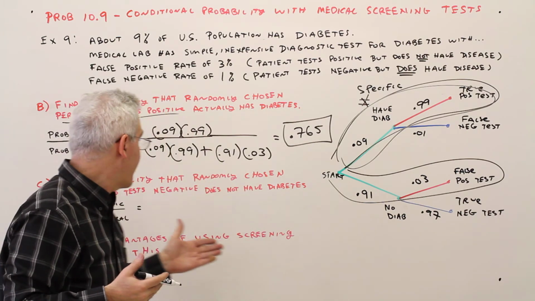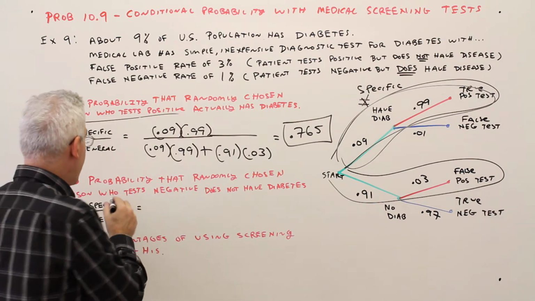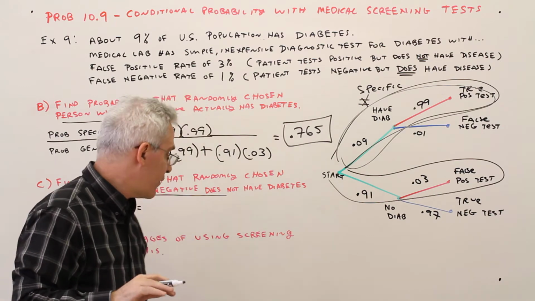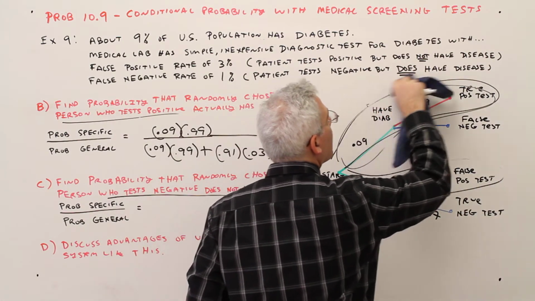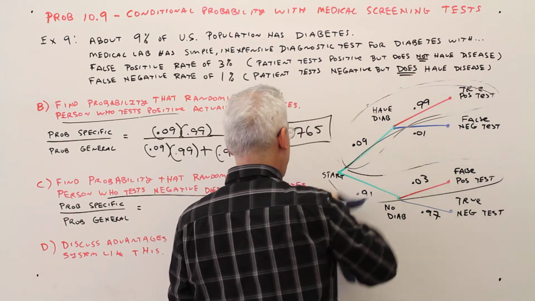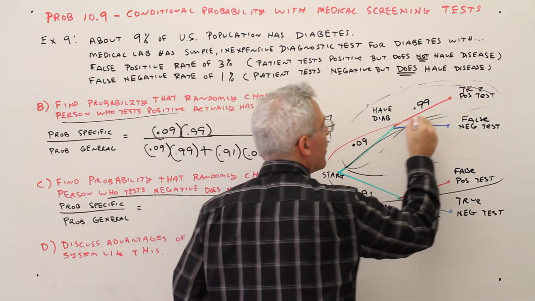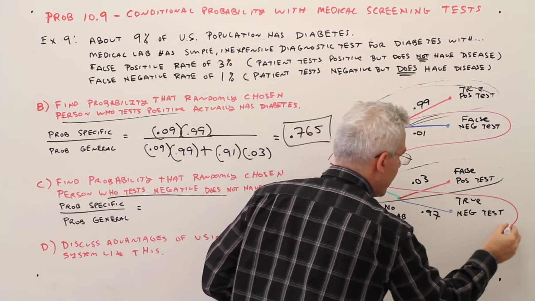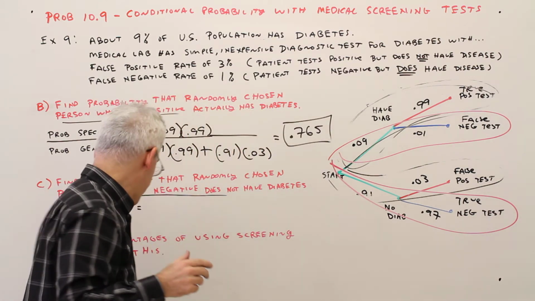Okay, let's do part C. Find the probability that a randomly chosen person who tests negative really doesn't have diabetes. I'll do some quick erasing here. So testing negative, I'll go red here. Here is a negative, and here is a negative. So those would be my generals.